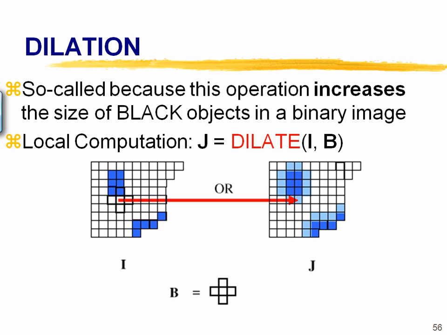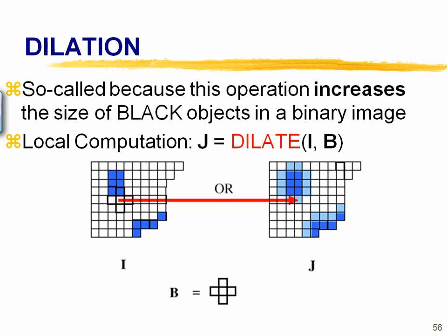So now I'm performing an OR on basically 5 pixels, which are all zeros. I get a 0, which becomes the value for J at (i, j). So my new image is going to have a value of 0 at this location. Now this window is going to shift by 1.